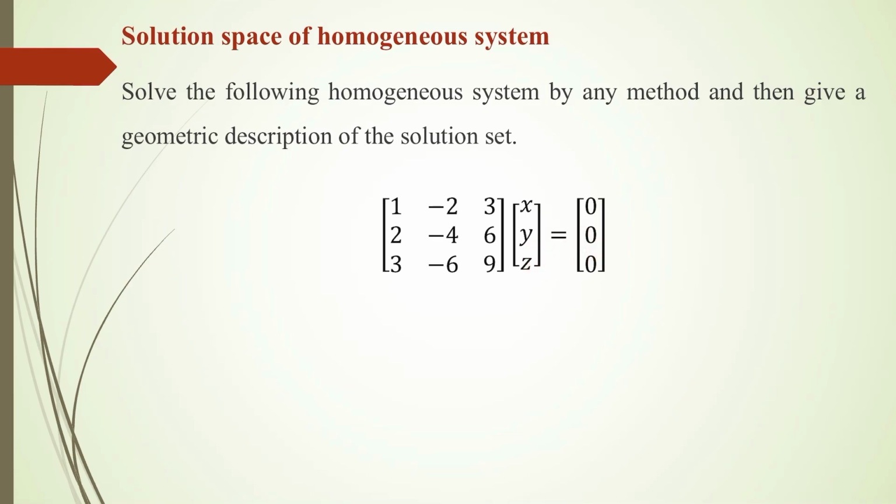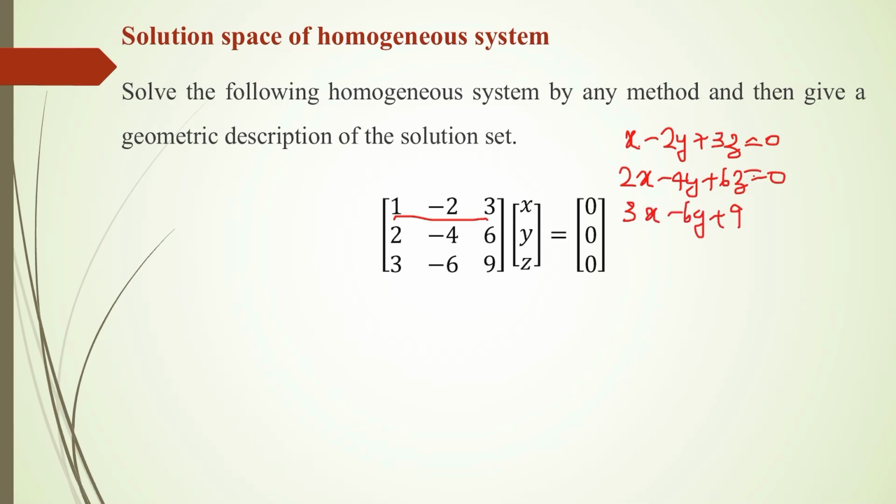So actually what we have is 3 homogeneous linear equations, meaning first row times the column will give us x minus 2y plus 3z equal to 0. Second row times x y z will give 2x minus 4y plus 6z equal to 0. And the next one will be 3x minus 6y plus 9z equal to 0. We have 3 equations in 3 unknowns.